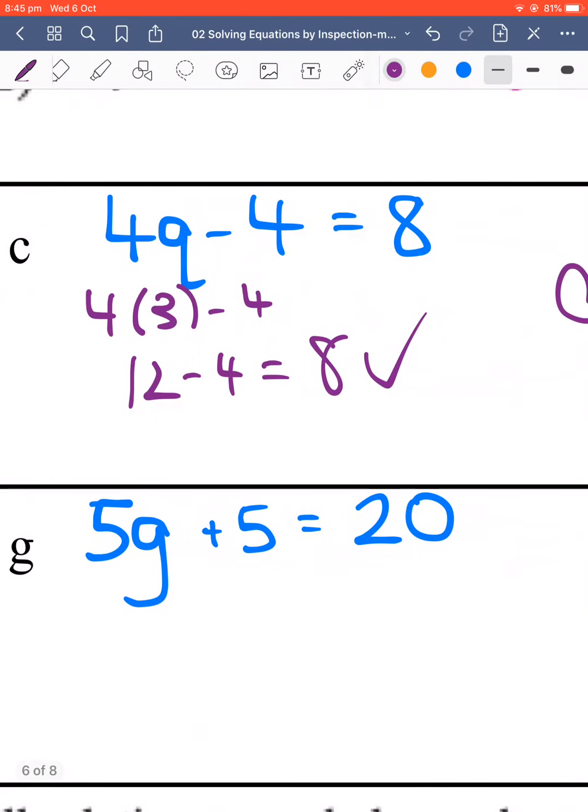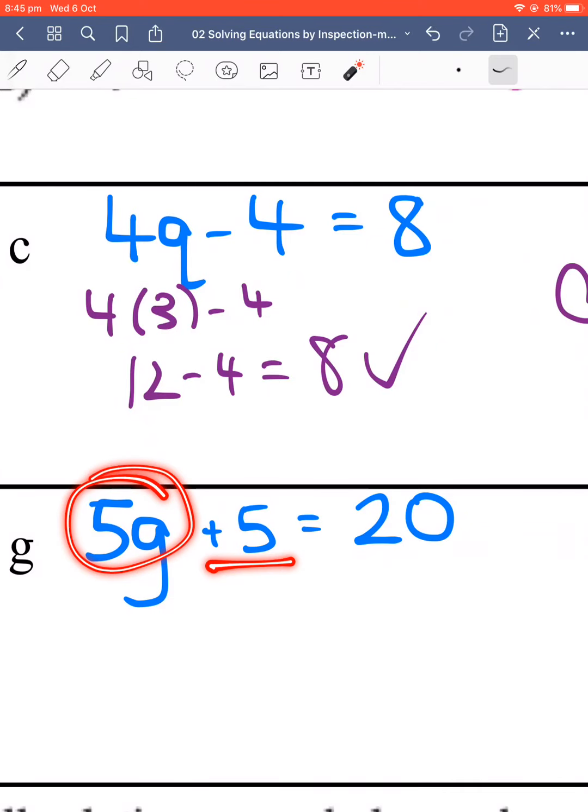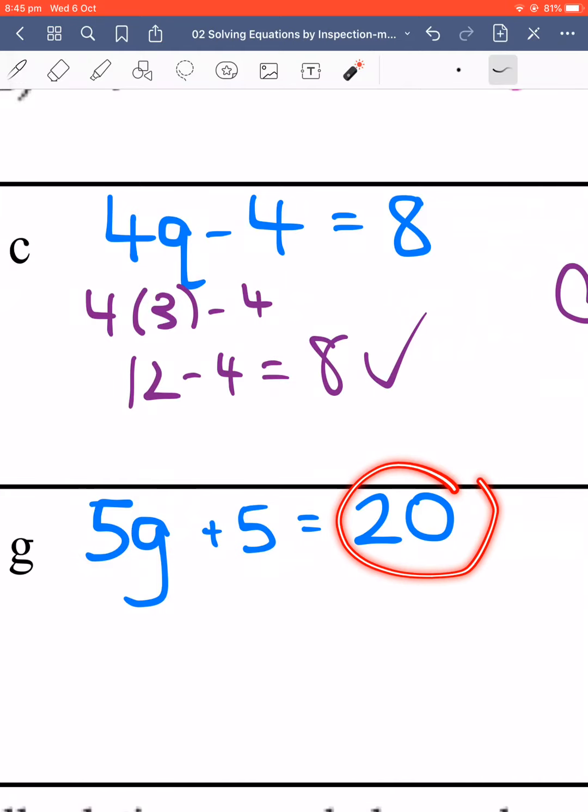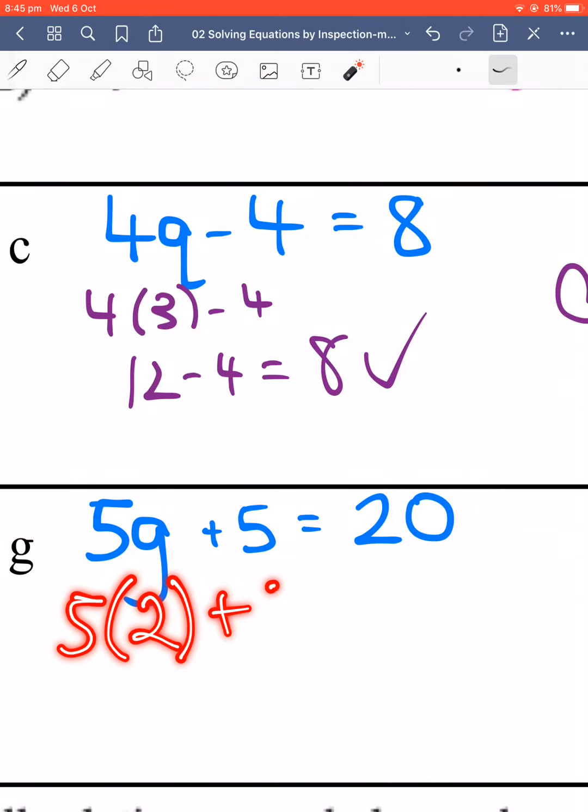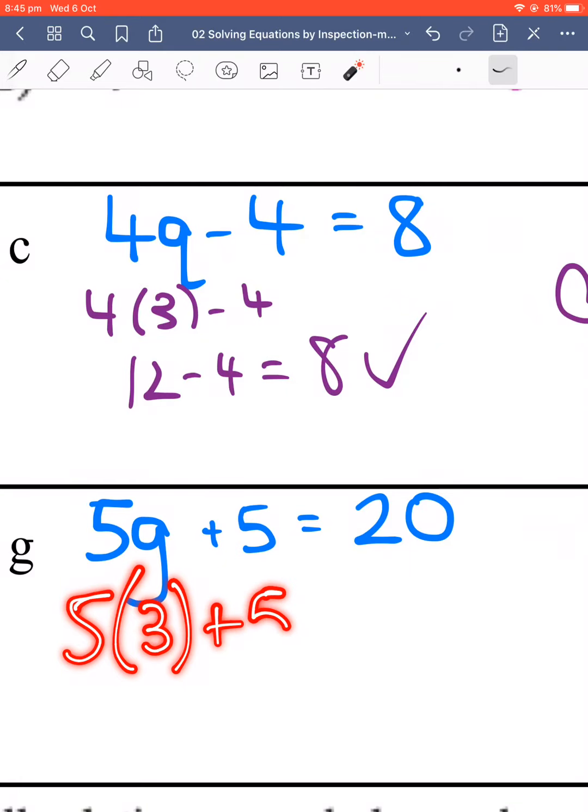Next one, again, playing around with this. So 5 multiplied by a number plus 5 gives me 20. Let's have a go. Because our number here, again, it's not too high, so let's try something low. So let's try 5 multiplied by 2 plus 5 gives me 15. I'm close. So 5 multiplied by 3 is 15 plus another 5, it gives me 20.